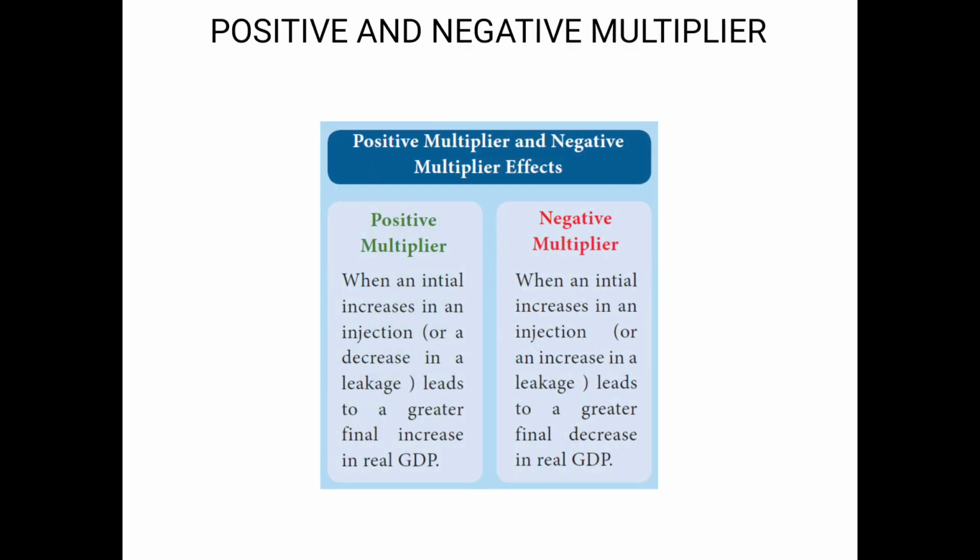So now, what is a positive and negative multiplier? A positive multiplier is nothing but an initial increase that leads to a greater real GDP. There is a tremendous increase in the GDP, which we call a positive multiplier. But what do we mean by a negative multiplier? That is an initial increase which gives a greater final decrease. You put in an initial increase, but there is a great final decrease in the GDP. This we call a negative multiplier.